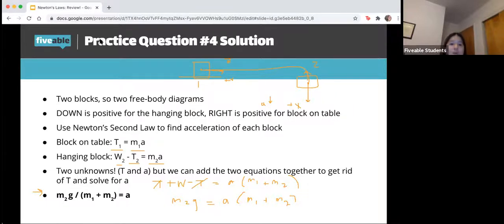Oh yeah, W is weight. There are a lot of ways you can write it. W is the same thing as mg, and some people write it as Fw. It's just that force that goes down. Hopefully that answered it.